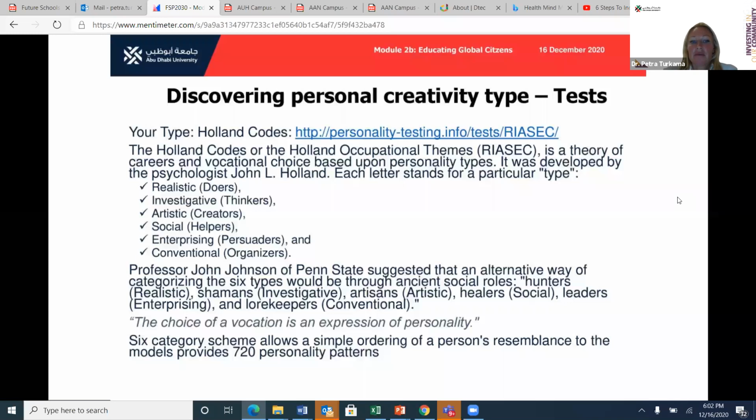It gives you a profile, and this profile is: are you more like a realistic person, a doer? Are you more of an abstract person? We could call it a thinker. Are you artistic, like a creator? Are you social, you like to help people? Or are you enterprising or conventional? So this kind of typology helps you see what am I actually good at, and am I really more of a thinker or a doer?